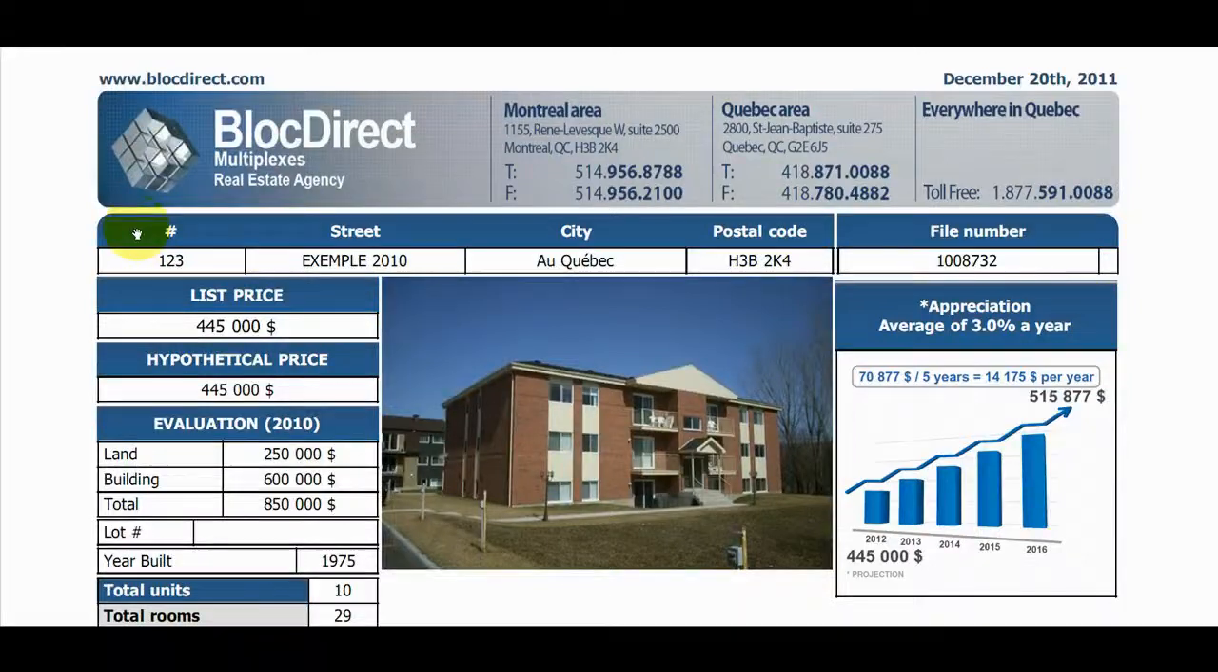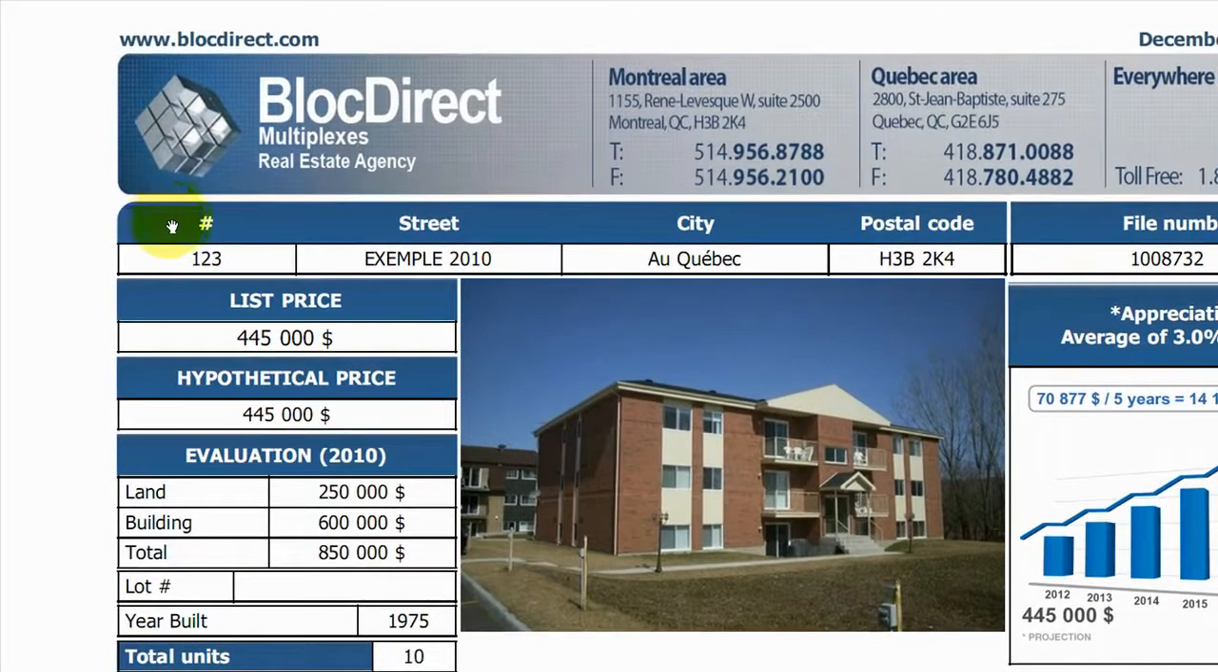Breakdown of blocdirect fact sheets. Keep in mind that the values in this example are only projections and may change depending on the case. 1. Multiplex's full address. 2.